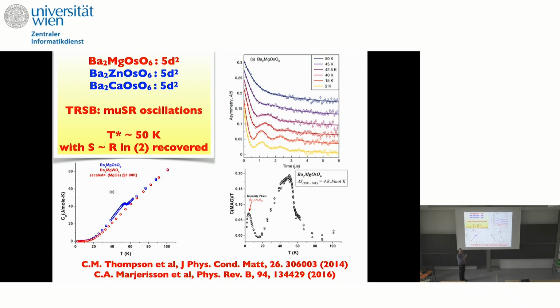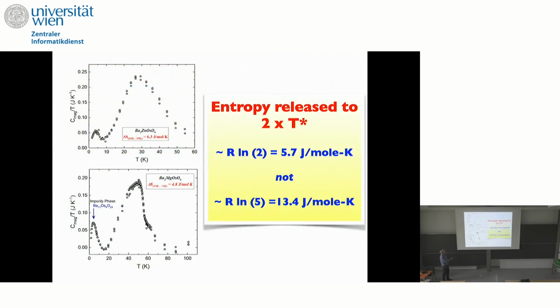That's one thing. But you can also isolate the entropy. And the entropy is actually pretty low. Okay? And I'll talk about exactly how low it is. We're actually recovering about R log 2 in entropy if we go up to twice the ordering temperature. And that's not R log 5, which is what you would expect if you have just a J equals 2 degree of freedom. And actually, that's true throughout this entire family.